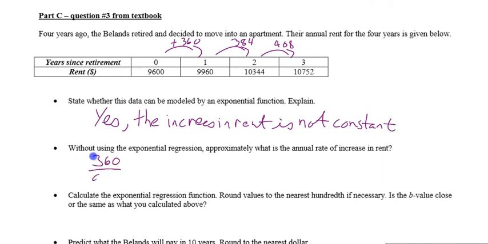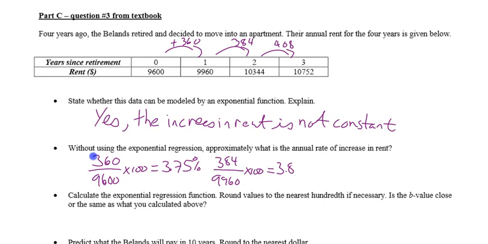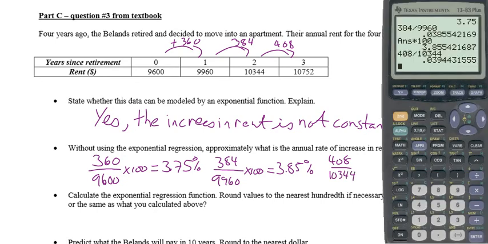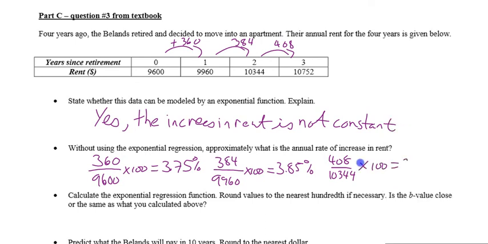Okay, so 360 divided by 9,600 times 100 was 3.75%. 384 divided by 9960 times 100 was 3.85%. And the last one was 408 divided by 10344, which was 3.94%. So if I were saying, what is it about? It's around 4%. Right? You're getting around a 4% increase in rent.